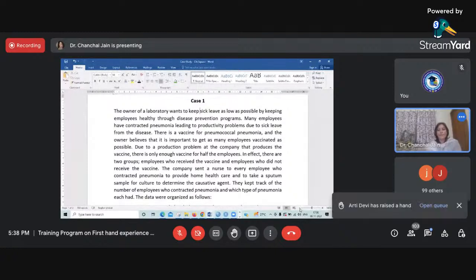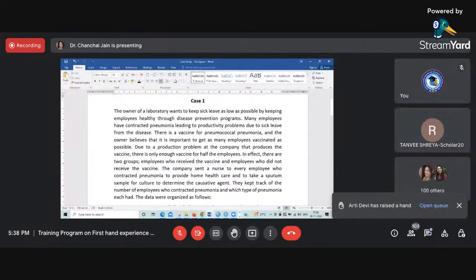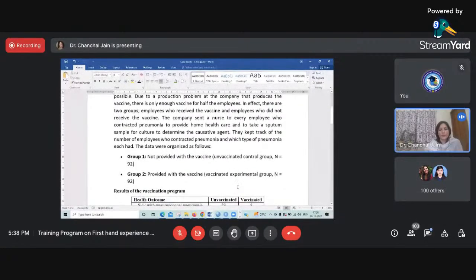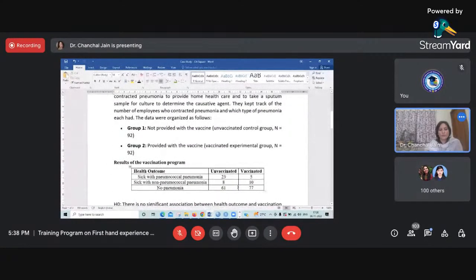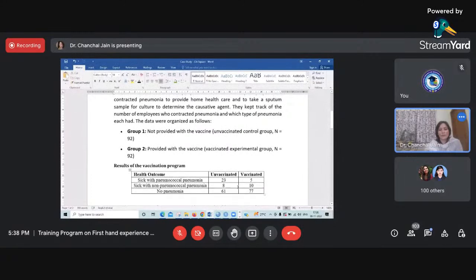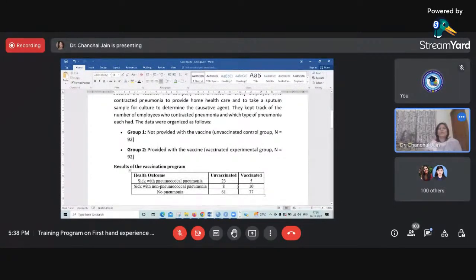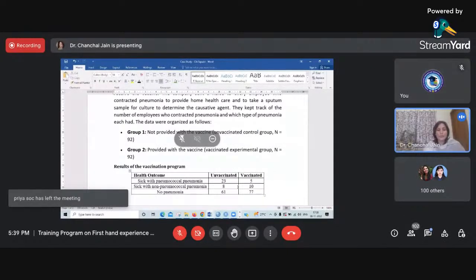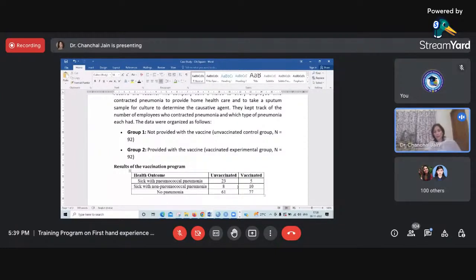Okay, so I'm showing you further, till here. Group 1 was not provided with the vaccine, that is, unvaccinated. We can call it the control group, and the sample size of this group is 92. The second group was provided with the vaccine, the vaccinated experimental group, and the sample size is again 92.